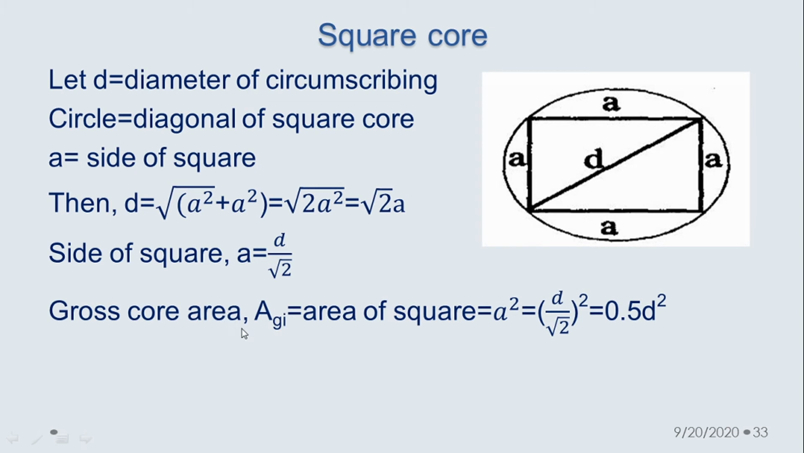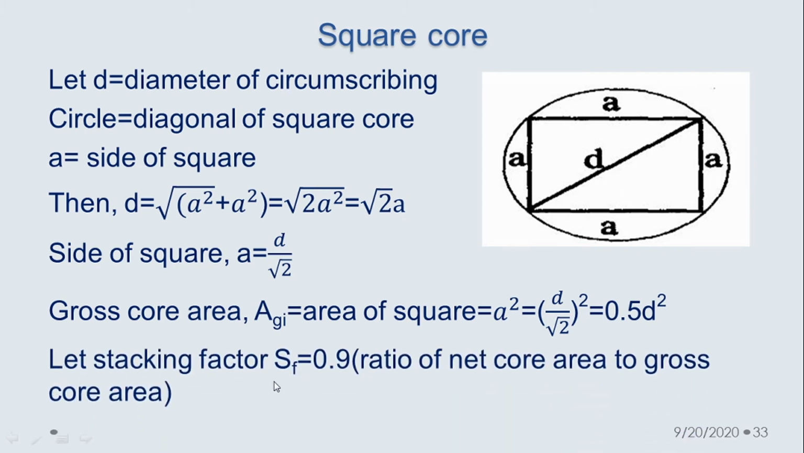Then the gross core area, which is considered as AGI, is equal to the area of the square. Gross means total, which considers the insulation part also. So that is the area of the square, which is equal to a square. a square is nothing but d by square root of 2 whole square, which is equal to 0.5 d square. So that is the gross core area, the total area including the insulation part.